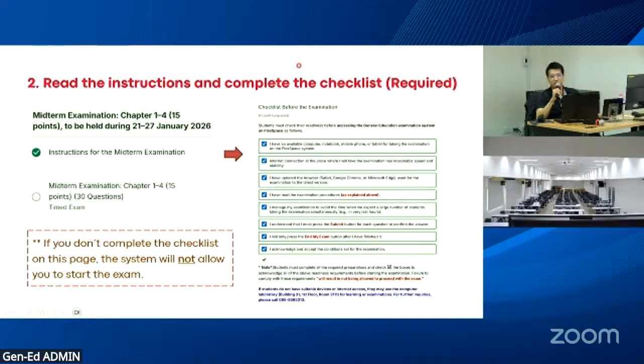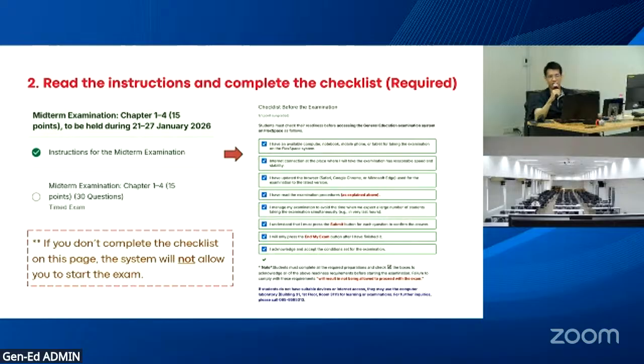Next, read the instruction and complete the checklist. This is enforced in this semester. So before you can start your midterm exam, you must read the instruction carefully. And you can do it now, because the instruction page is already open. Once you click on the instruction page on the FlexSpace platform, you see the checklist before the examination. Before completing the checklist, make sure you read everything above, everything you need to know before you take the midterm exam.